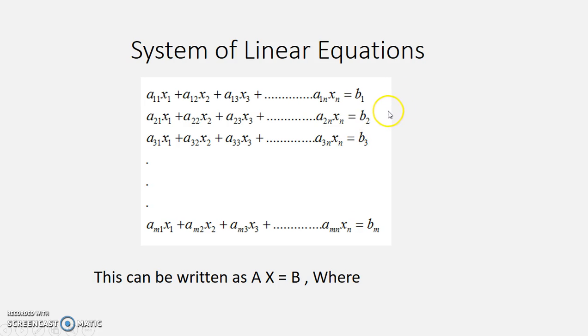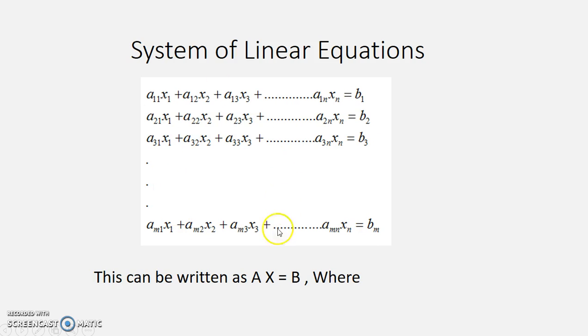Now, system of linear equations. It is the general form: a11x1 plus a12x2 plus ... plus a1nxn, connected with the positive sign, equal to b1. Similarly, the second equation. Now the last equation: am1x1 plus am2x2 plus am3x3 plus etc., plus amnxn equal to bm, where x1, x2, etc., xn are all unknowns or variables. These are all constants.